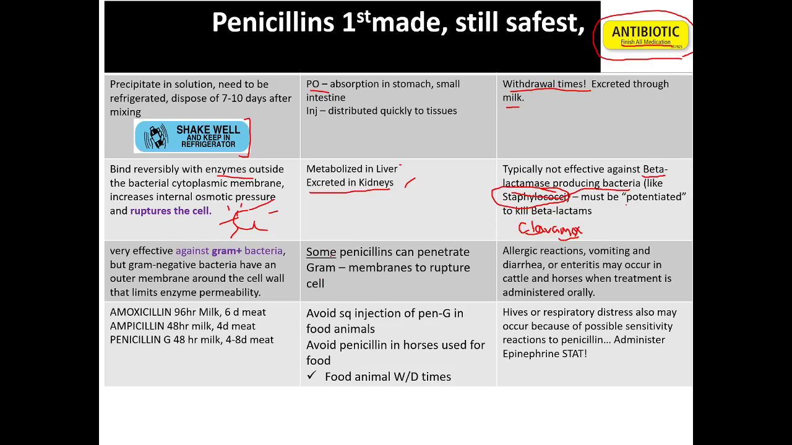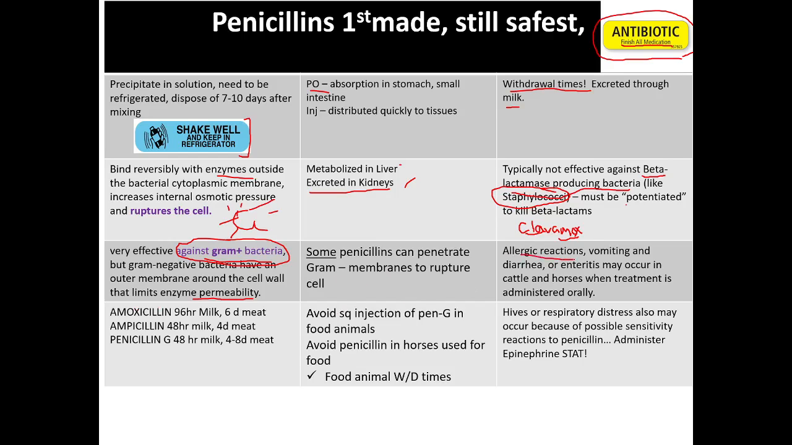What are they effective against? Mostly gram-positive bacteria, but occasionally some gram-negative bacteria if they have an outer membrane around the cell wall that limits enzyme permeability. So they're mostly effective against gram-positive, but some gram-negative as well. Some penicillins can penetrate gram-negative membranes to rupture the cell if they are able to get past those enzymes.